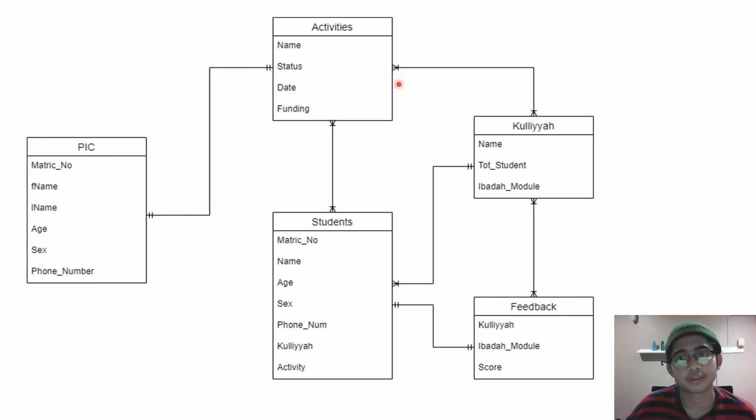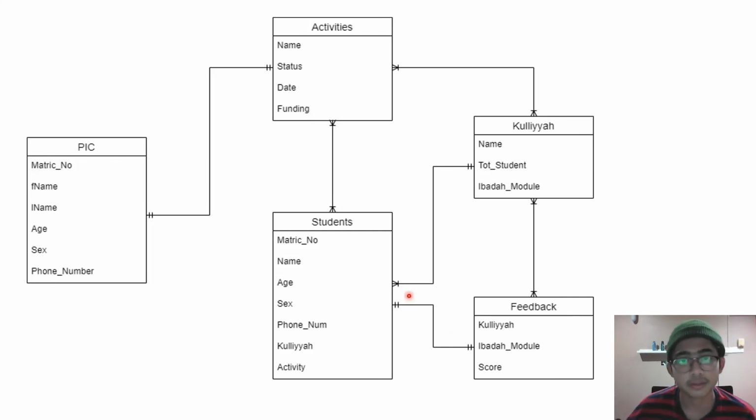So next I will talk about the student. The student also has 3 relationships with 3 different entities. As I mentioned earlier, one is with kuliah, and the others are with activities and feedback. So I will talk about the feedback first. The relationship between the students and the feedback is 1-to-1. It is because a student can only give one feedback per person.